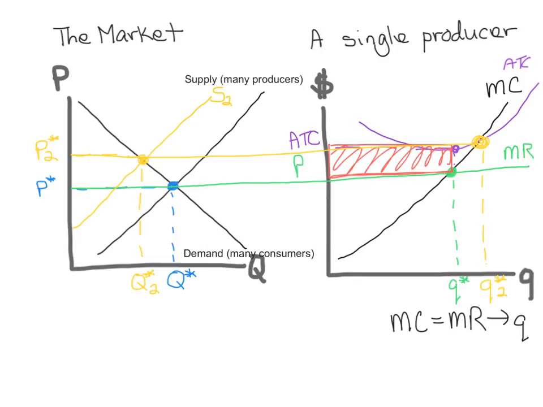To recap, in a perfectly competitive market, free entry and exit in and out of the market by producers is going to lead to zero economic profits in the long run.